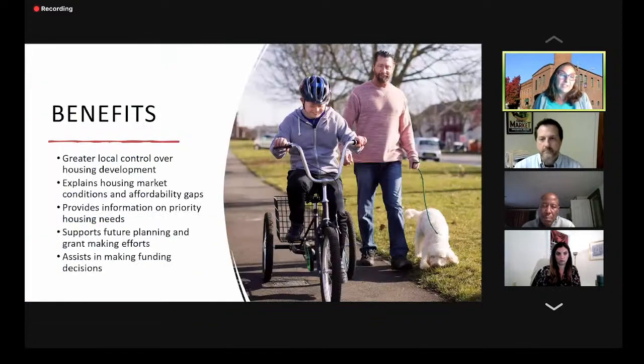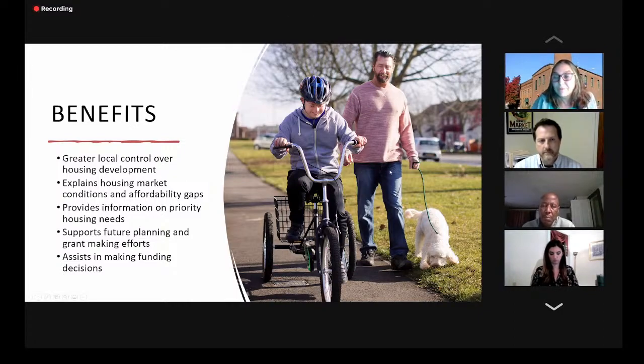The benefits of having a plan are greater local control over housing development. It explains the housing market, the conditions, and affordability gaps. It provides information on priority housing needs and supports future planning and grant-making efforts. It assists in making funding decisions, capital improvement programs.